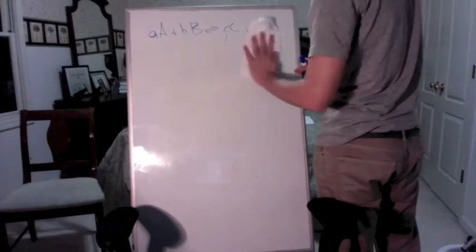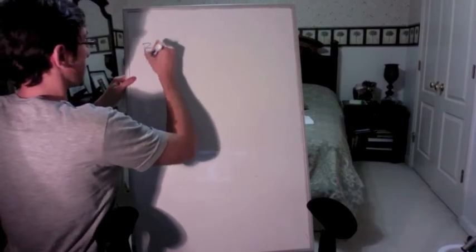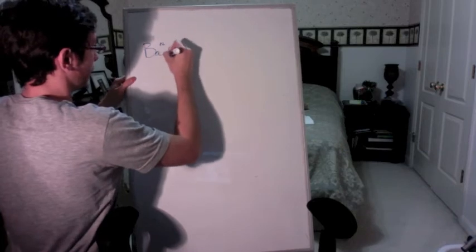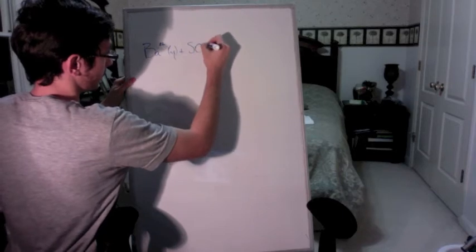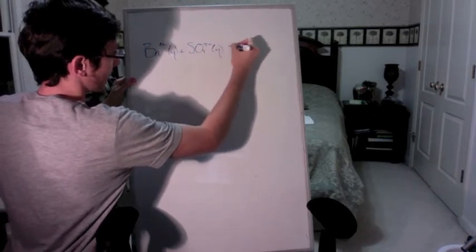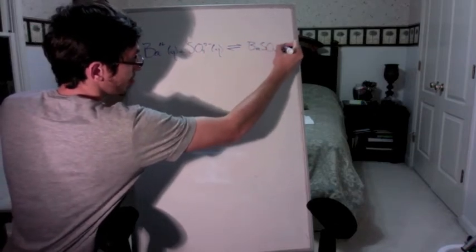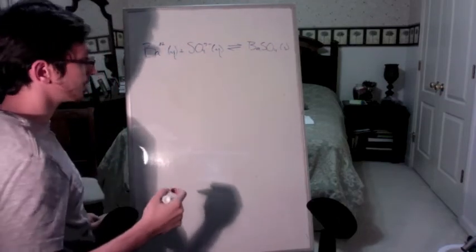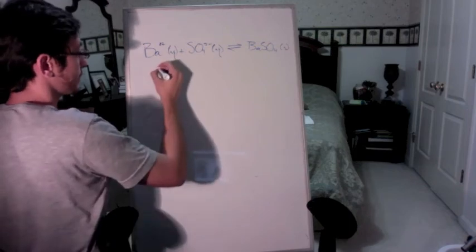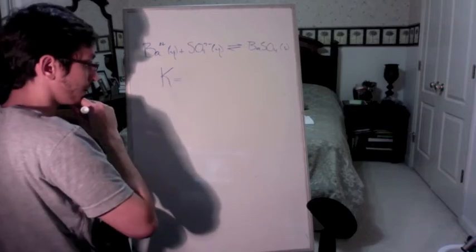Let's say we have barium ions in aqueous solution with sulfate ions in aqueous solution, reacting to form barium sulfate solid. Okay, so here we have a solid. Its concentration during the reaction is not going to change. And so we don't take it into account in our equilibrium constant.